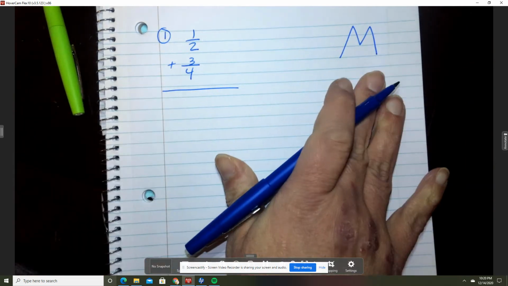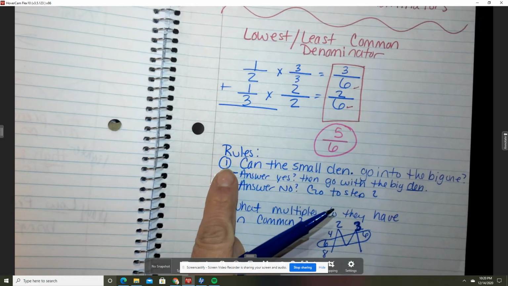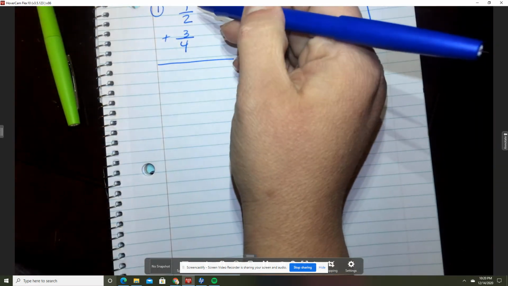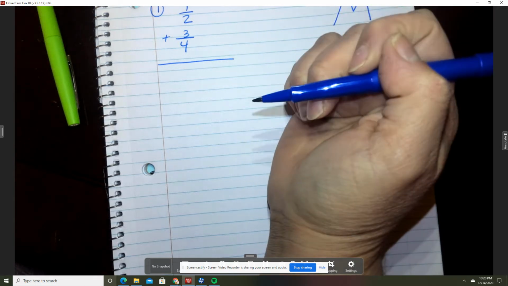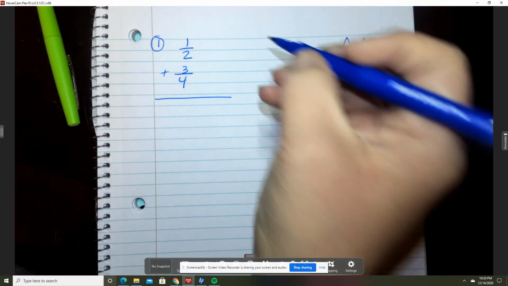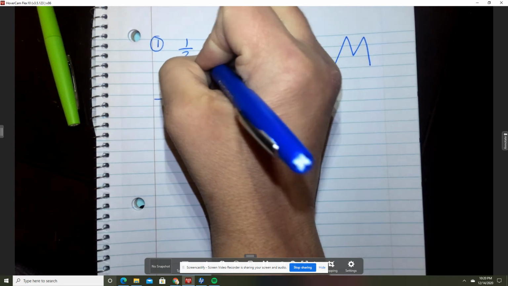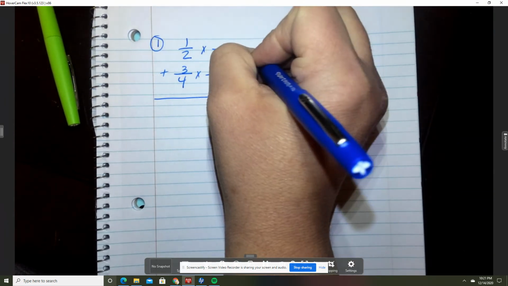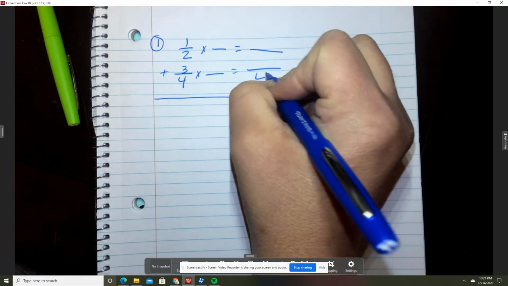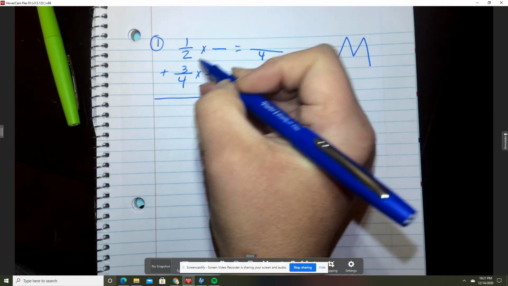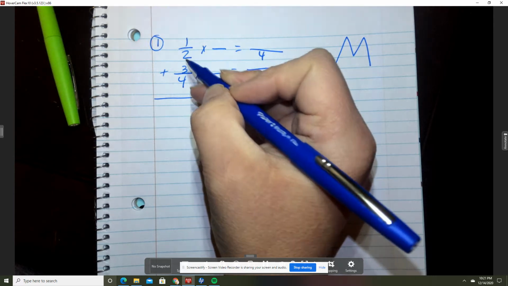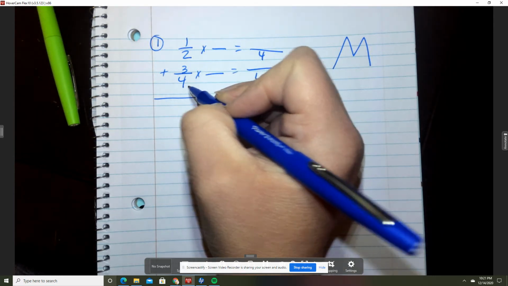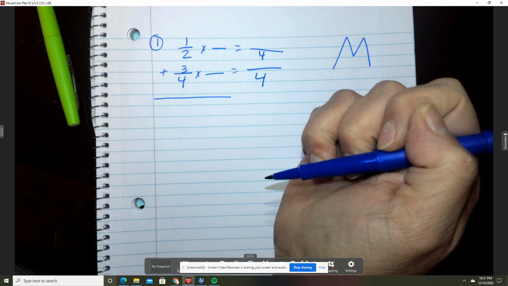Okay, just in case. But if you go back to our notes, it says rules. Number 1, can a small denominator go into the big one? Can 2 go into 4? Yes, absolutely. 2 can go into 4. So if that is the case, then you don't even have to use this M because you're going to use 4 as your denominator, okay? 2 can go into 4 evenly, right? 4 divided by 2 is 2. 2 can go into 4 one time, okay? So 2 can go into 4 evenly.